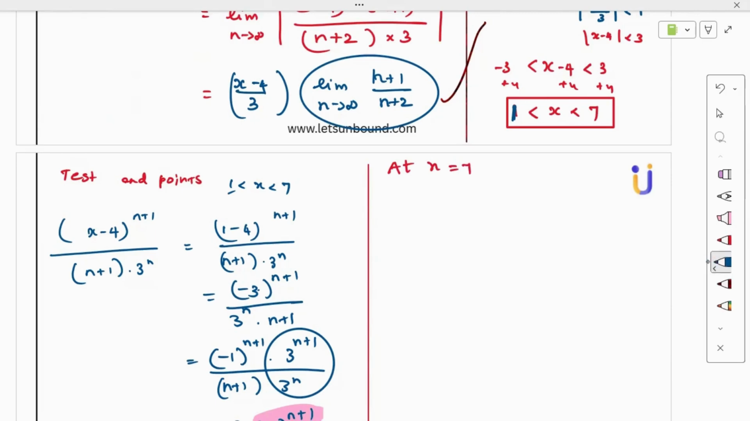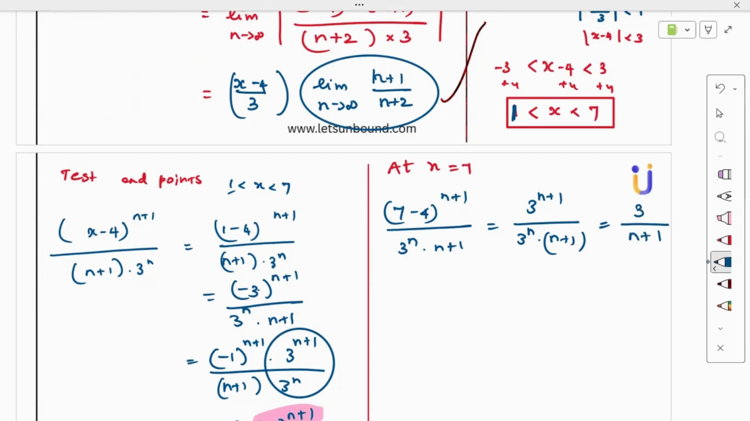Same thing, instead of 1 I will use 7. 7 minus 4, whole power n plus 1, over 3 power n into n plus 1. So this is 3 power n plus 1 by 3 power n into n plus 1. And 3 power n plus 1, if you cancel out, gives 3 by n plus 1.